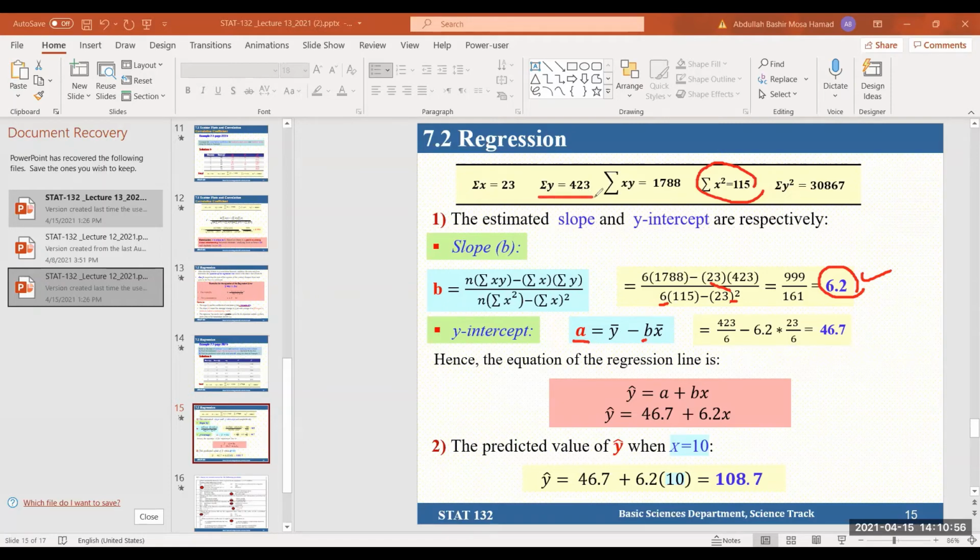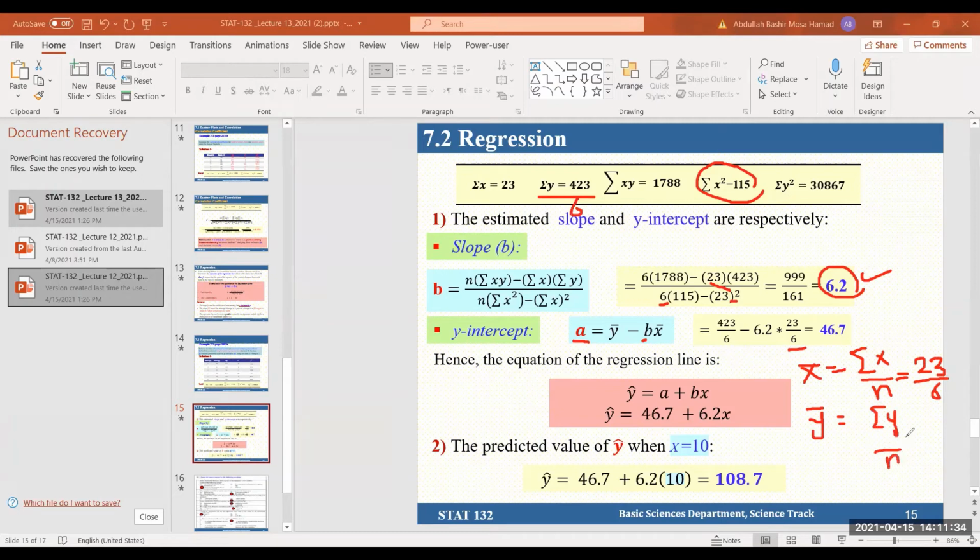Actually we have summation of x, we just divide it by 6 to get x bar. I know x bar is summation x over n. Already I have summation x equal 23 and n equal 6, so it's 23 over 6, by calculator. For y bar, we do the same. Already we have summation y, we just divide summation y over n.